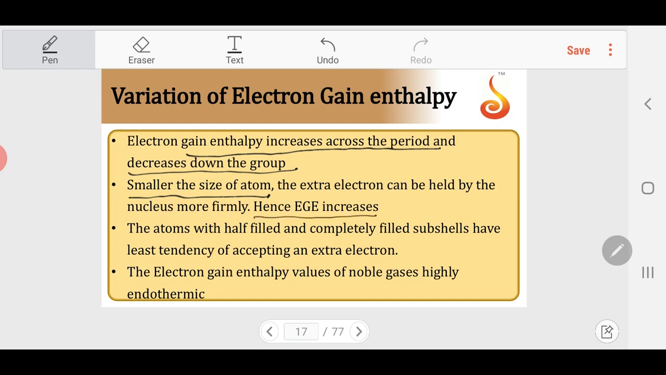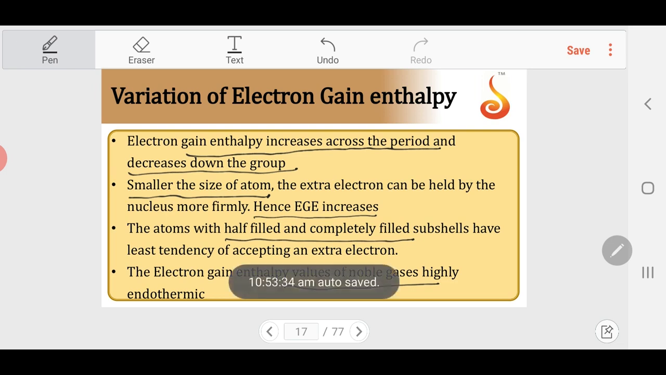If the atoms are bigger, then the electron cannot be held firmly by the nucleus. So as the size of the atom decreases, electron gain enthalpy increases. Then half-filled and completely filled subshells have already attained extra stability. They won't readily accept one extra electron, so the electron gain enthalpy of these elements will be much lesser. Noble gases will always be highly endothermic, very difficult to add one extra electron to the noble gas, because the outermost shell is already completely filled.